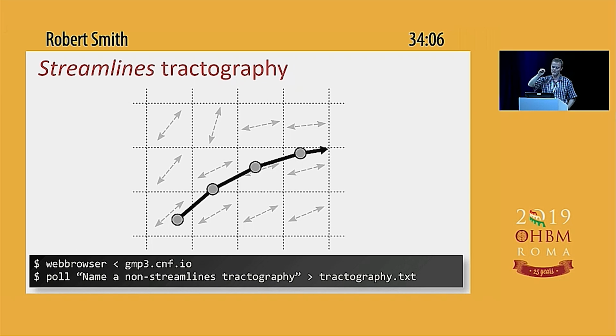So for each point, you look at the local fibre orientations, you take a step in that direction, you look at the local fibre orientation at that next point, you take a step in that direction, and you repeat. It's actually exceptionally simple.